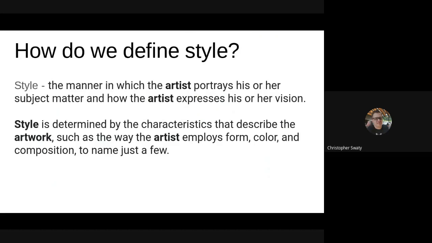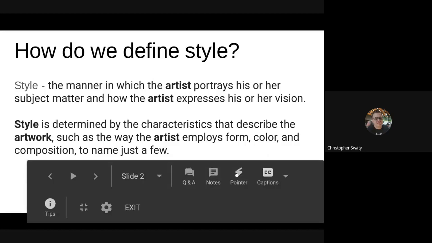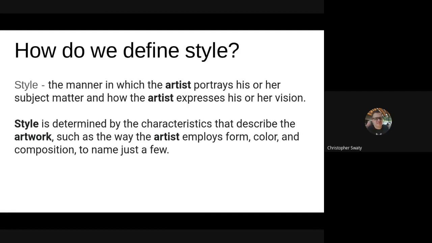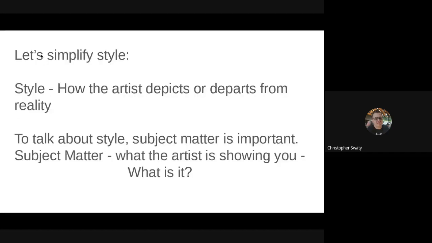So, if you look up art style, what it says is the manner in which the artist portrays his or her subject matter and how the artist expresses his or her vision. Style is determined by the characteristics that describe the artwork, such as the way the artist employs form, color, and composition. So, what does that mean? Let's simplify it. So, style is how the artist depicts or departs from reality.